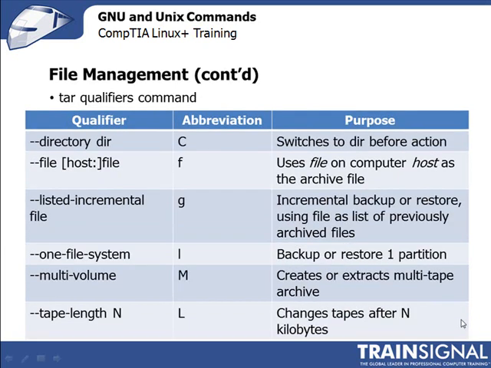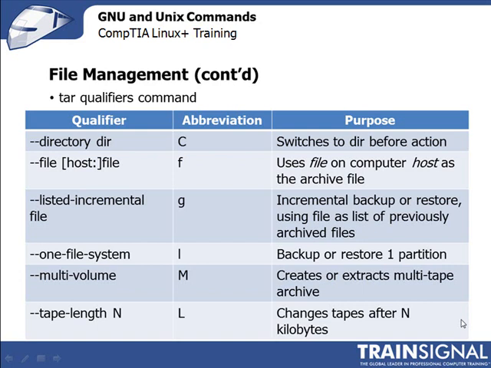Qualifiers, again, can be used to modify what the tar command can do. The first qualifier is --directory, abbreviated by capital C, which says to switch to this directory before completing the action. --file, bracketed by host:file, abbreviated f, uses file on computer host as the archive file.